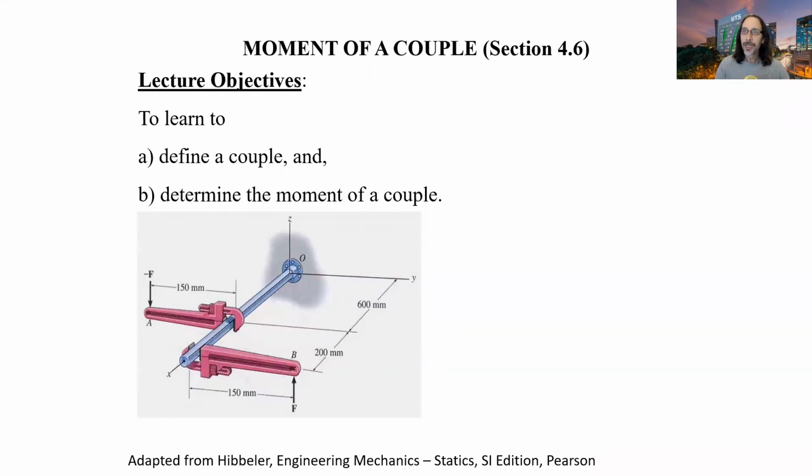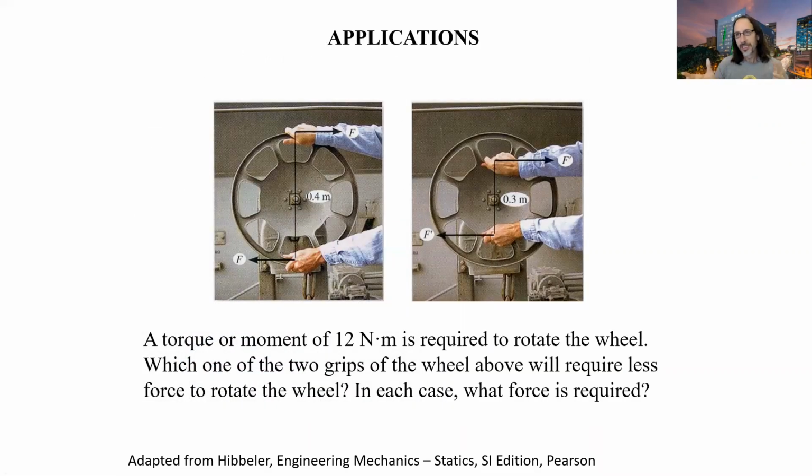So today we're going to look at the moment of a couple, and we're going to learn to firstly define what a couple is and then to determine the moment of that couple. Just a couple of very simple applications, I guess, taken from the Hibbeler textbook. If we've got this wheel shown in the picture, and we require a torque or a moment of 12 Newton meters to rotate the wheel, which one of the two grips of the wheel above will require less force at each hand to rotate the wheel?